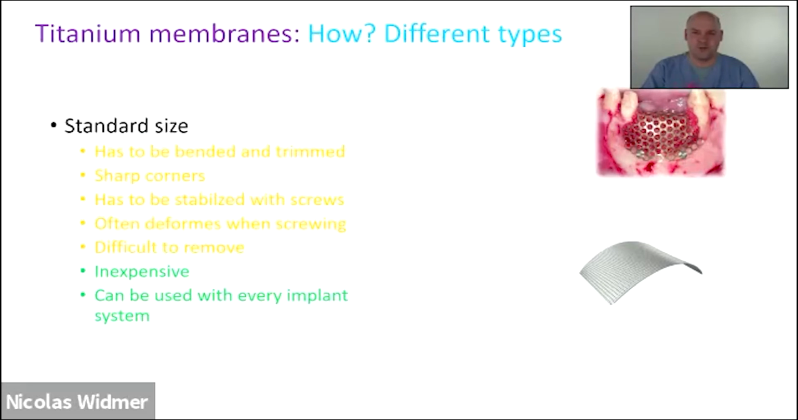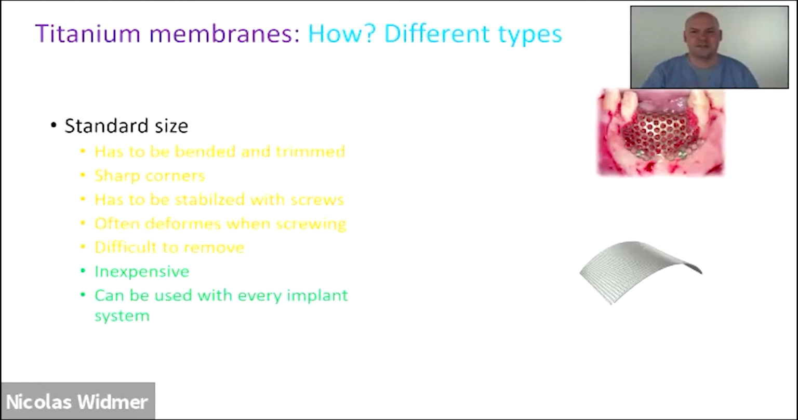One problem is that when you cut it, you get sharp corners. Then this kind of titanium membrane has to be stabilized with special screws, and when you screw it in, it deforms the membrane. And together with hydroxyapatite, they were very difficult to remove. There was really a little bit of soft tissue ingrowth, and for removing, I had to do kind of a dissection.